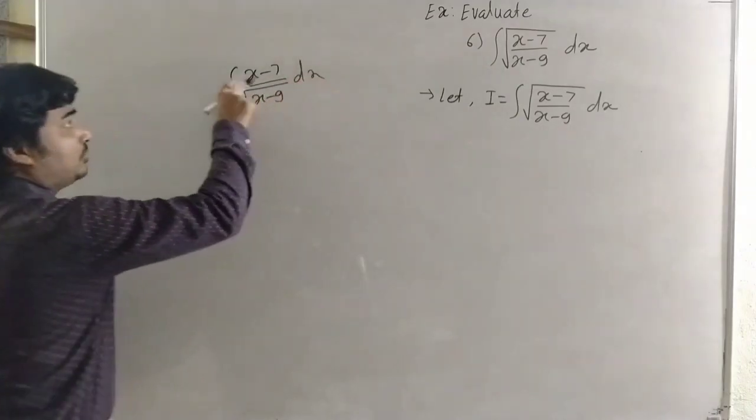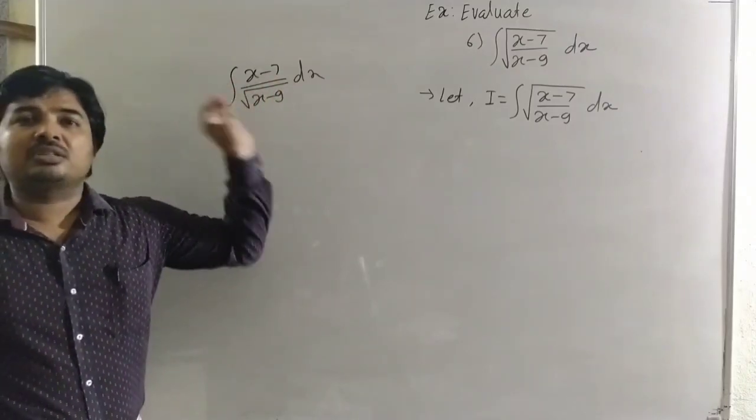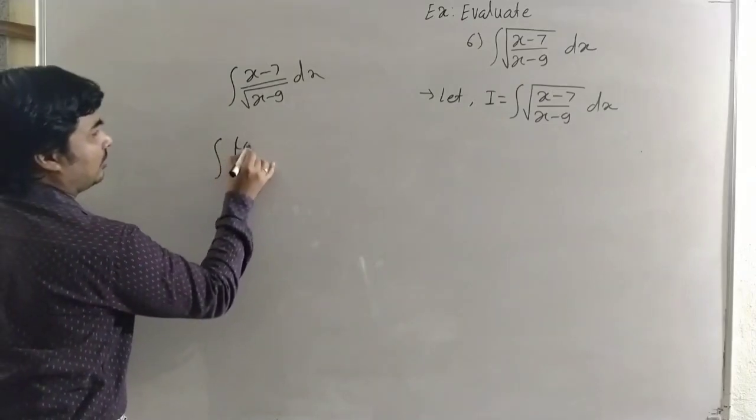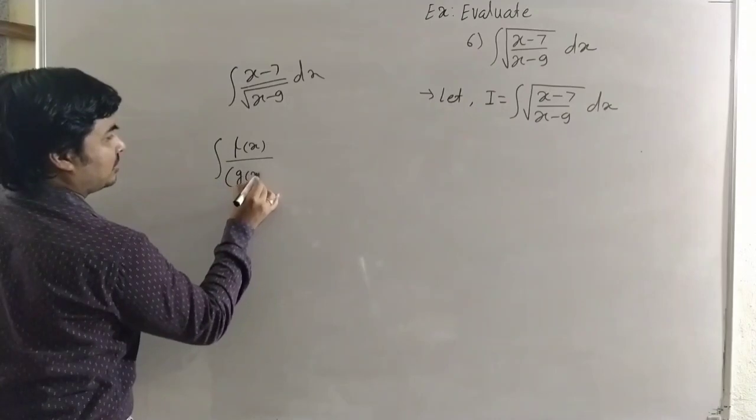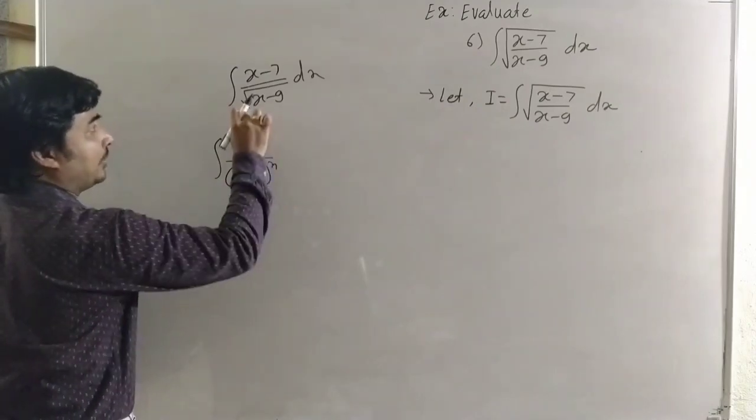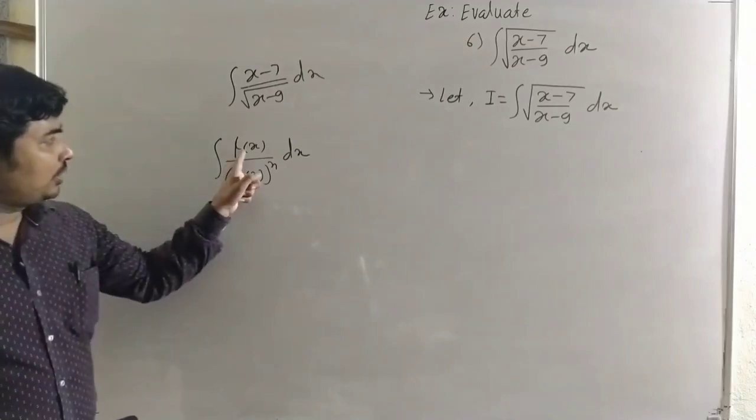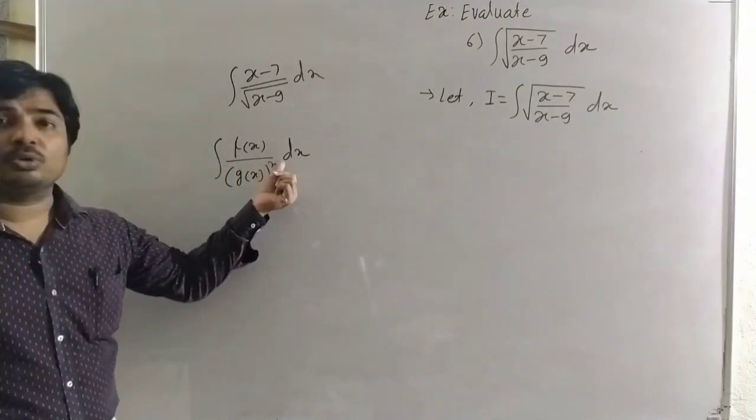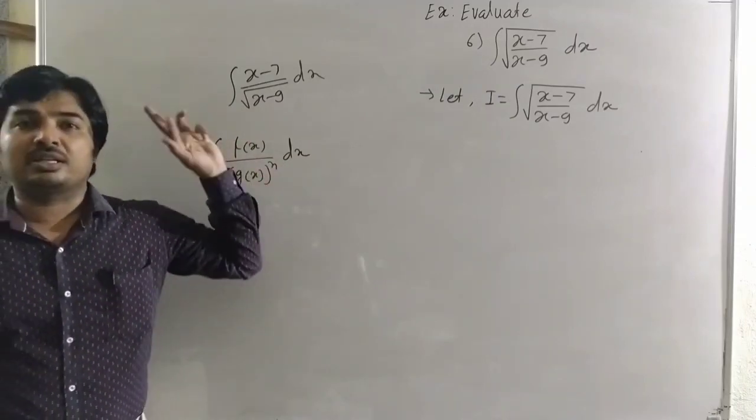Okay, here it is: the integral of root (x minus 7) upon root (x minus 9). In our lecture number 7, those were the examples in the form f of x upon g of x to the power n, here power n is 1 by 2. Here, the degree of f of x and the degree of g of x, not the power n, are the same.